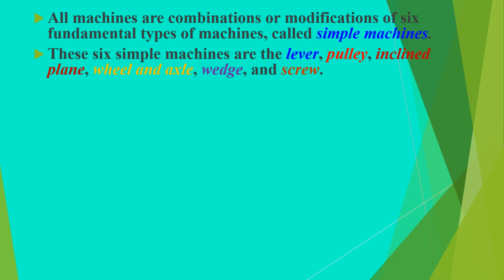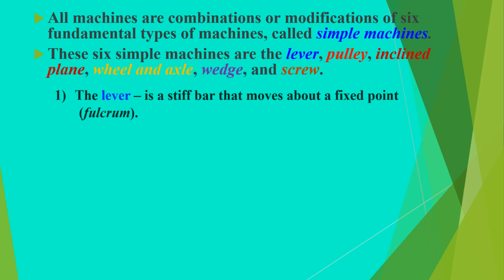All machines are combinations or modifications of 6 fundamental types of machines called simple machines. These 6 simple machines are the lever, pulley, inclined plane, wheel and axle, wedge, and screw.